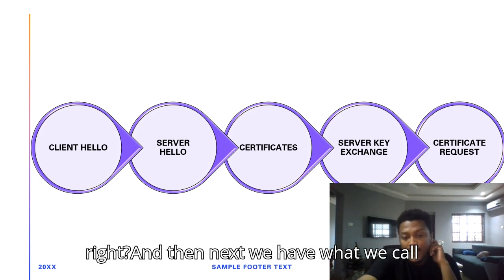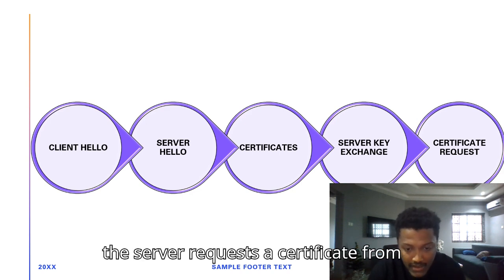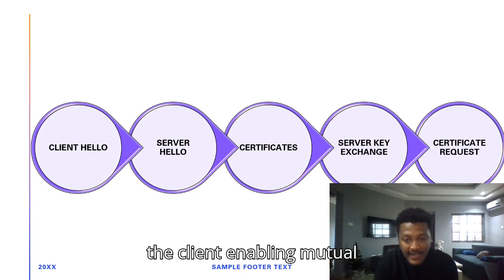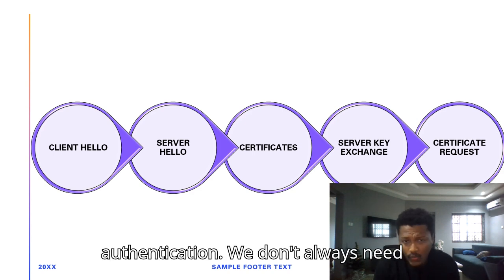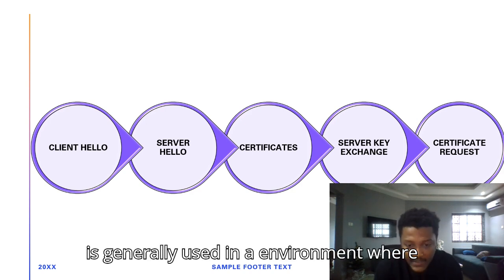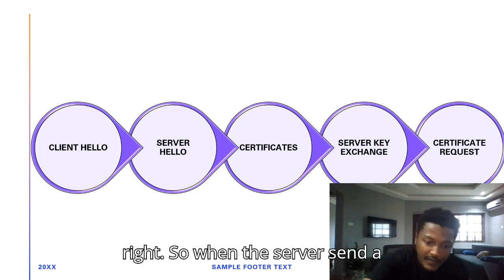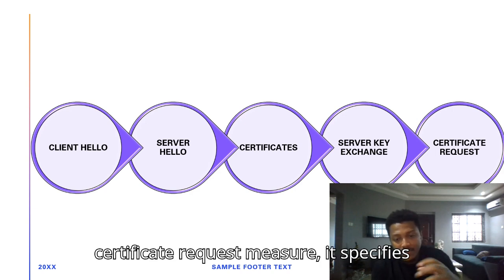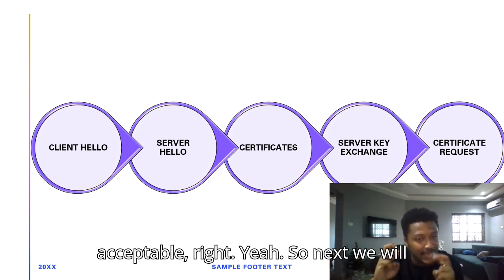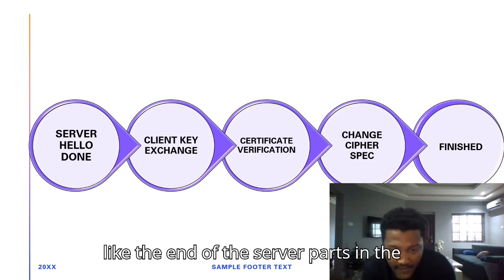And then next we have what we call the certificate request. This is actually an optional step. Why? Because the server requests a certificate from the client, enabling mutual authentication. We don't always need mutual authentication, but in some cases, such as banking or government communication, we need it. So this step is generally used in an environment where both parties need to verify each other, right? When the server sends a certificate request message, it specifies which types of client certificates are acceptable. Yeah.